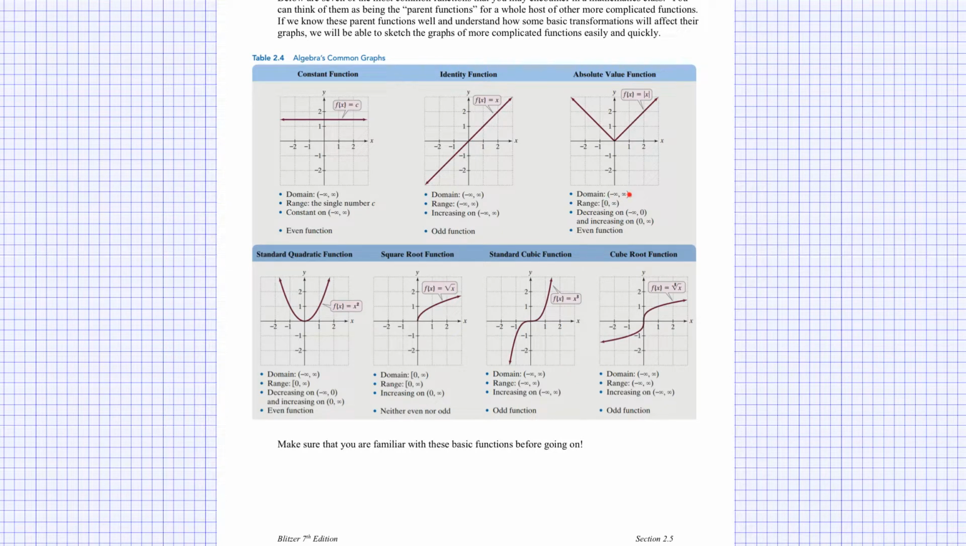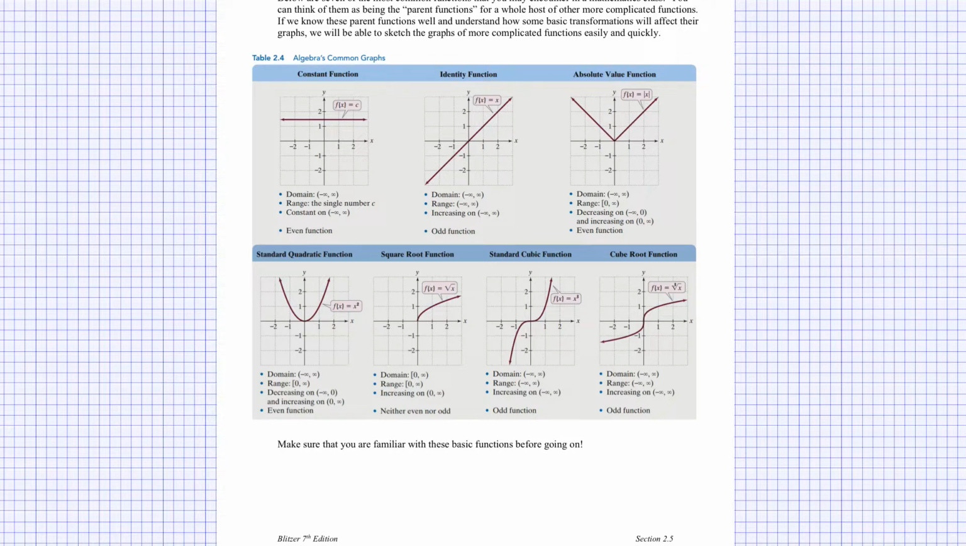Its domain is, of course, all real numbers. Its range is from 0 to positive infinity. It is decreasing from negative infinity to 0. And remember, these are always open intervals, right? And it's increasing on the open interval from 0 to positive infinity. And if we think about the symmetry that the absolute value function has, it's symmetric about the y-axis, and so the absolute value function is even.